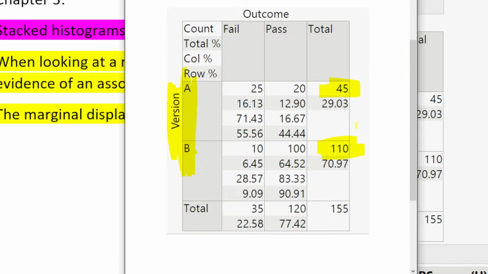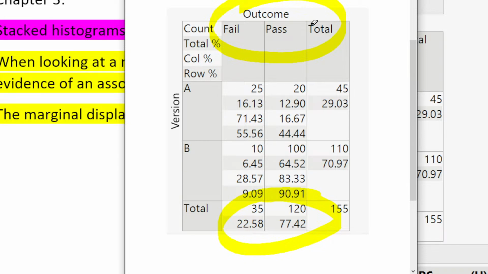Does that make sense right here? So this traces over this way to the marginal display on the outside. The marginal display just shows you one variable to say 45 students took version A and 110 took version B, or the other marginal display down here, and the marginal displays are in the margin. So the outcome is down here, and it's only showing us the totals for the outcome. So it's only one variable being displayed.